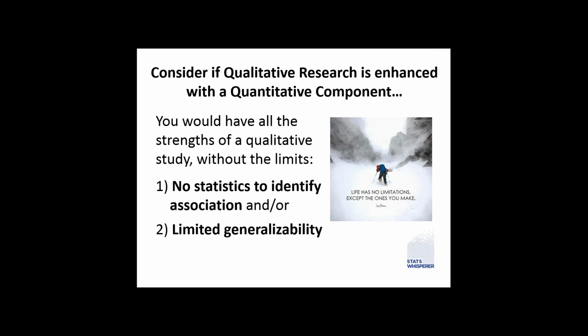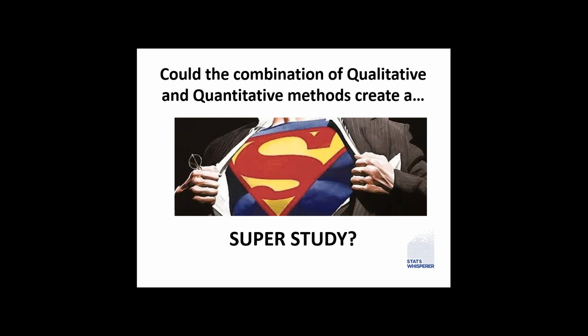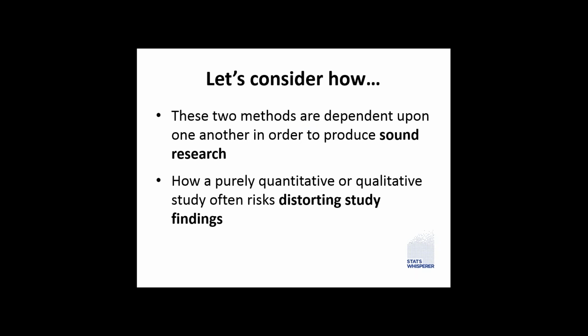So in a way, you could say that the methods we choose determine whether some limitations are addressed and not present in a study, and some are. Of course, it's contextual to each study, but it's applicable to some. So the question begs now, could the combination of qualitative and quantitative methods create a super study? Intriguing. These two methods are dependent upon one another many times in order to produce sound research, right? We're going to demonstrate that.